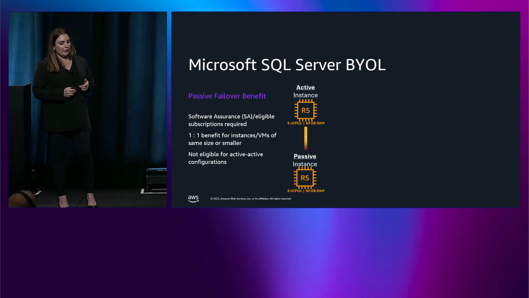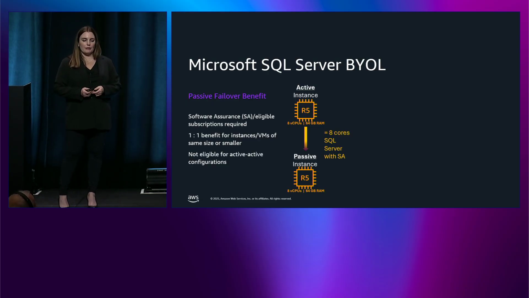If we look at this example here, 2 R5 instances, 8 vCPUs each, the passive instance doesn't need to be licensed for SQL, but the active instance would be licensed for SQL. So overall, 8 cores of SQL Server licensing required for this configuration.